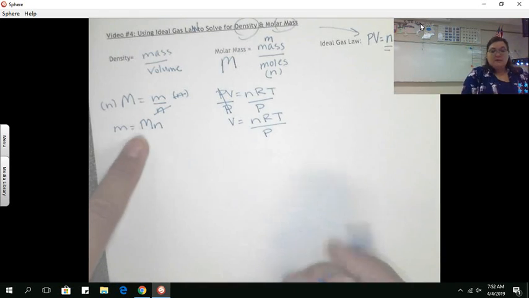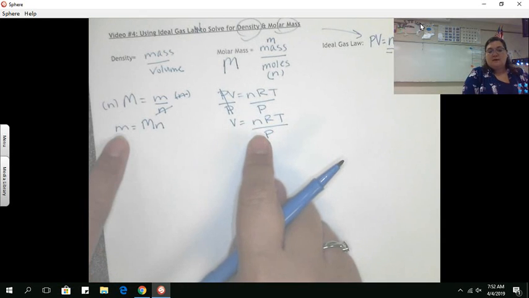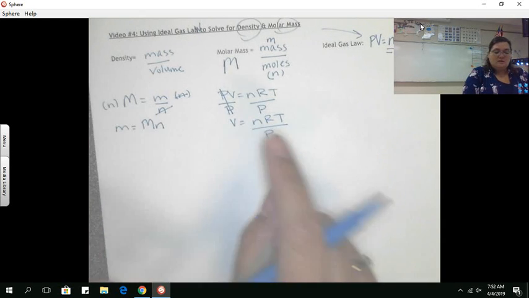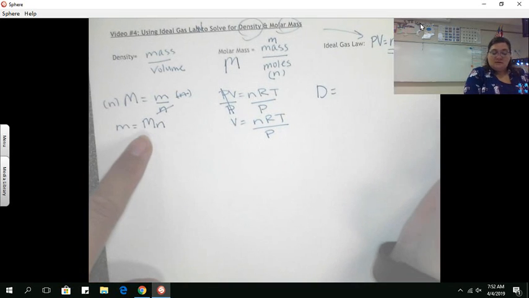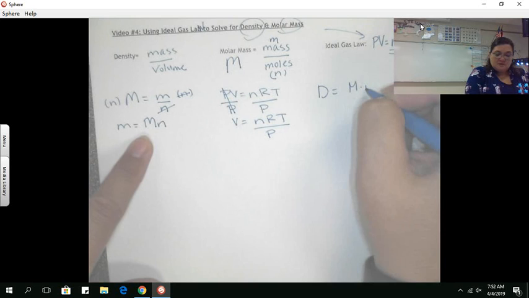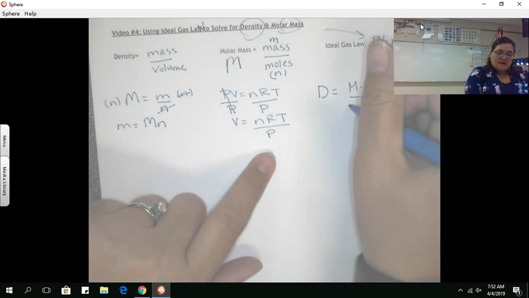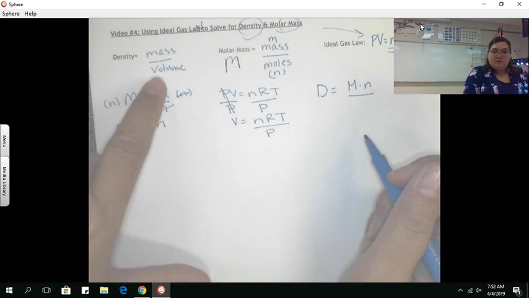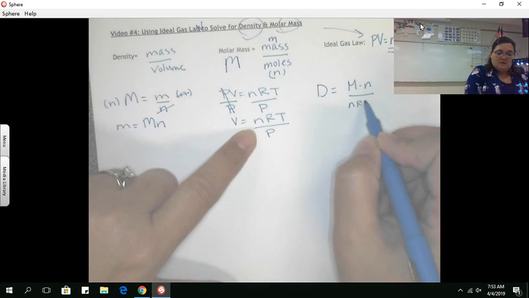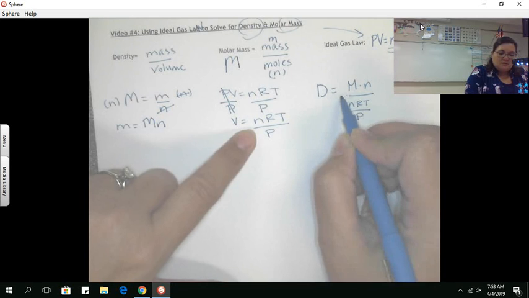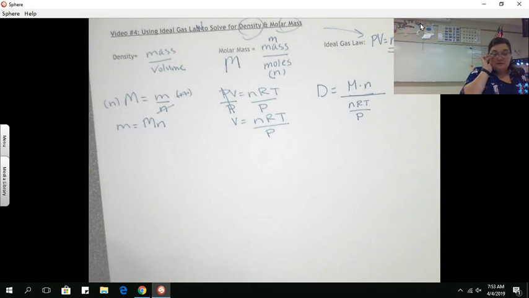Now, if we plug these two things, mass and volume, into density, we would get that density, and then instead of using mass, we're going to use molar mass times moles, divided by, and again, instead of using volume, we're going to use what volume is equal to, nRT over P. Well, now we have this ugly complex fraction, so we need to simplify it.